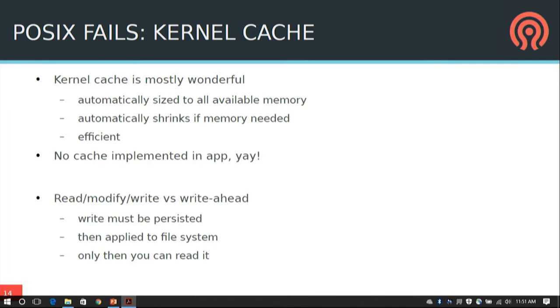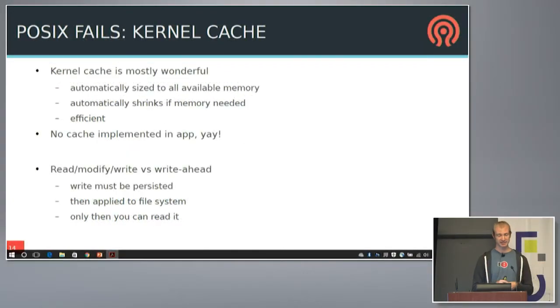So in general, kernel caches are wonderful. File systems in Linux all share the page cache and inode cache. It's all magically managed for you. It'll use all the available memory in the system if it can. As soon as there's memory pressure, it'll sort of free things. It's great. You don't have to think about it. It's fast. It's very highly performant. The problem is that when you take that and you combine it with write-ahead logging, things suddenly suck again.